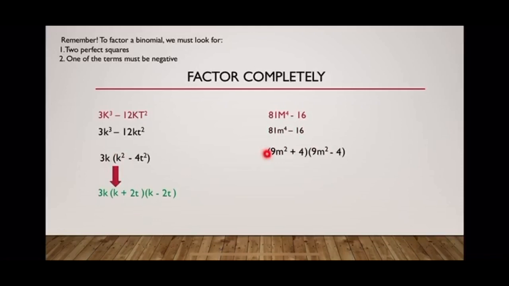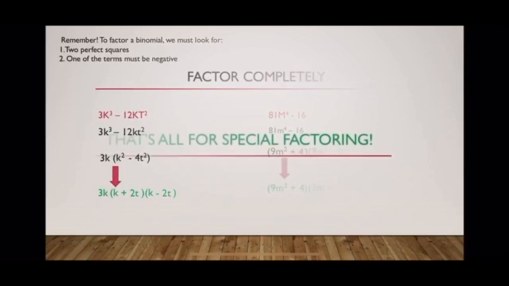But then again, we're not done. Check the rules. But only one of these brackets apply to all of these rules. And that's the second one, because the first one doesn't have a negative term. So we can do what we did with the 3k and leave the first set of brackets alone. Now we could place the square root of 9m squared in both brackets, which is 3m. Then we could place the square root of negative 4 after 3m. And that's our final answer for this lesson. That's all.